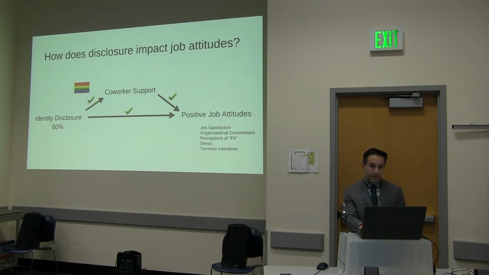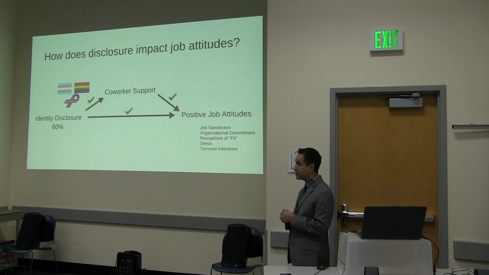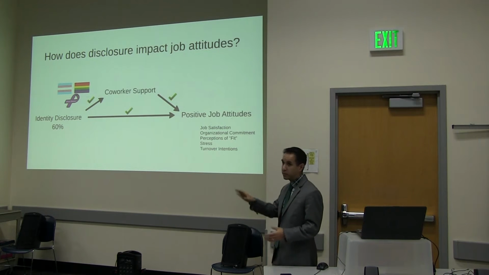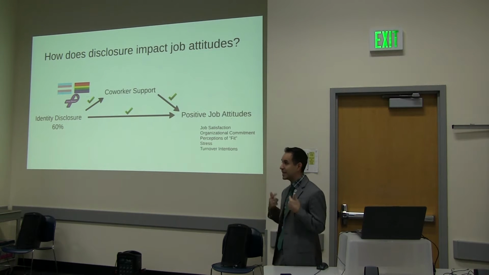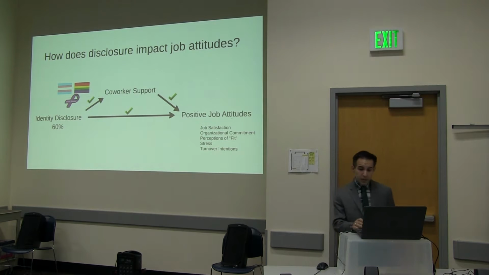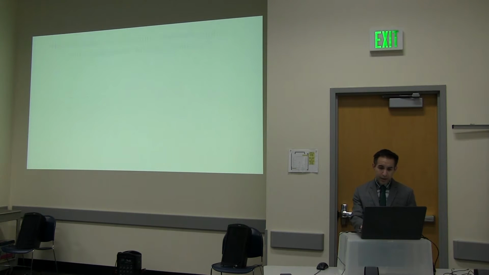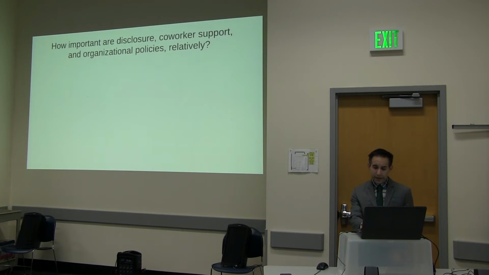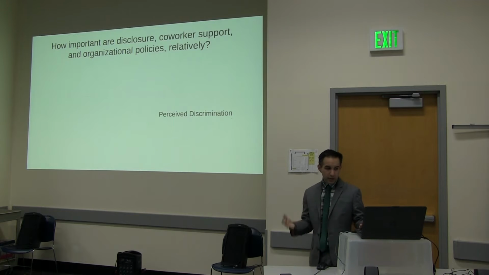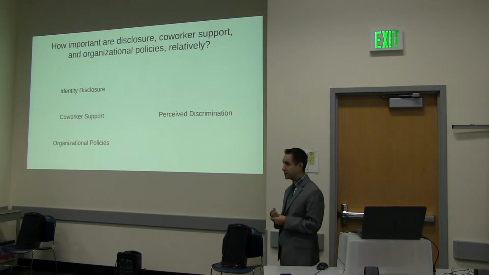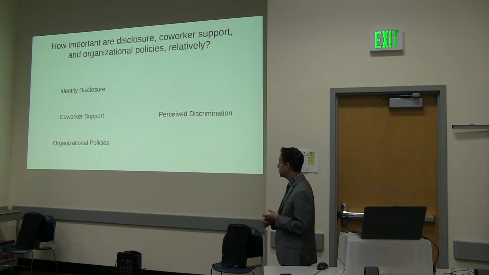And we saw this in gay and lesbian employees, we saw this in transgender employees, we saw this in cancer survivor employees, and other labs have looked at this general model with other types of identities, and we see the same thing over and over. It's really coworker support. So that's one piece of information from grad school. Another thing that we looked at is, okay, what if we look at disclosure relative to other types of things that might be happening? So we have disclosure, coworker support, and then we added organizational policies.